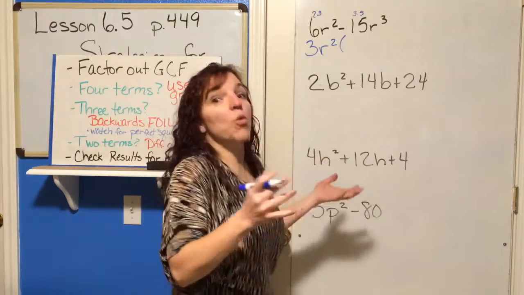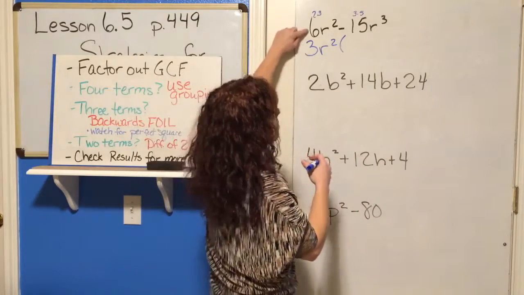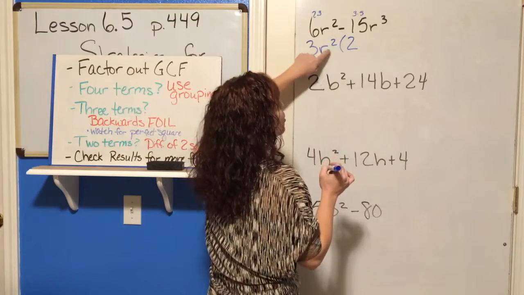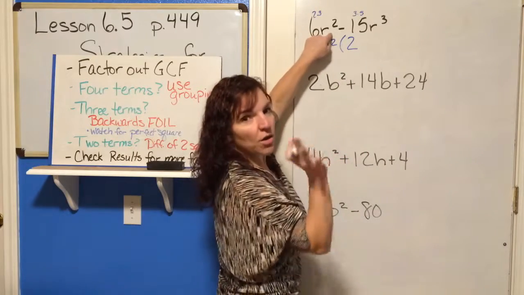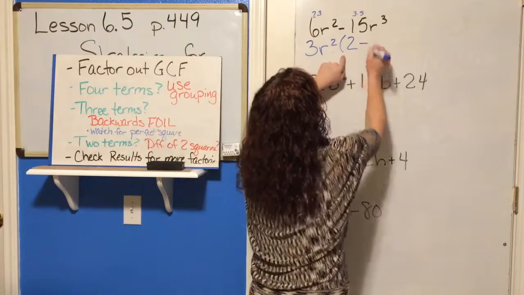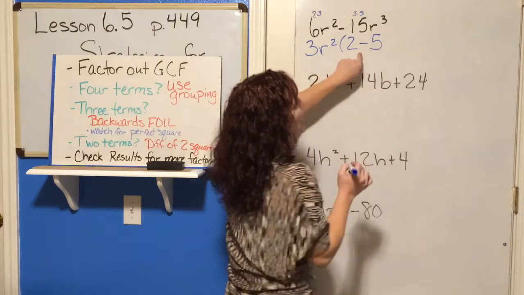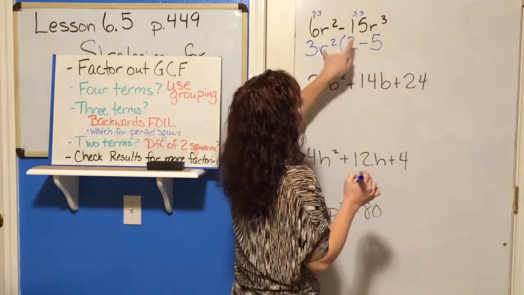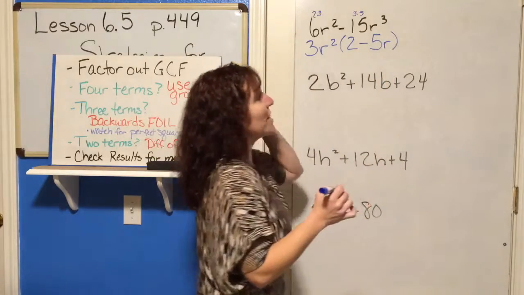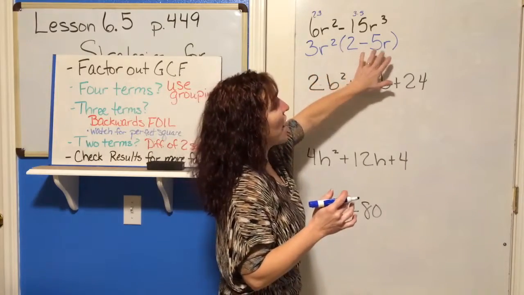So then I have to see, well, what's left inside? What did I not take out? So 3 times what was 6? 3 times 2 is 6. And then r squared, I took all of the r out. So all I have left is 2. Minus 3 times what was 15? Well, 3 times 5. So I have 5 left here. And I have one of these r's didn't get taken out. So 5r. Okay, so that's taking out the GCF. 3r squared times the quantity 2 minus 5r.